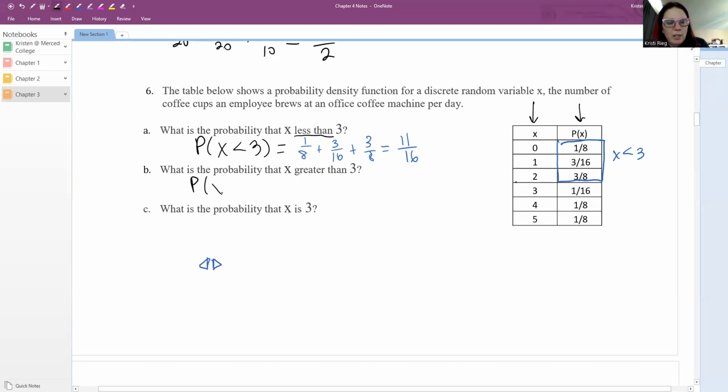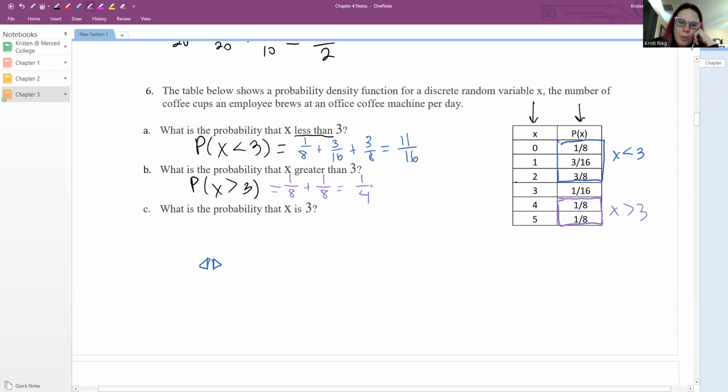So again, we're not including 3. In fact, we're just looking at greater than 3. So that would only include the 4 and the 5. Oops, I did my sign backwards, but greater than, the alligator's eating the 3. Let me erase that. So I'm going to get 1/8 plus 1/8, and that adds up to 1/4. Throw it in your calculator, you'll get 1/4.